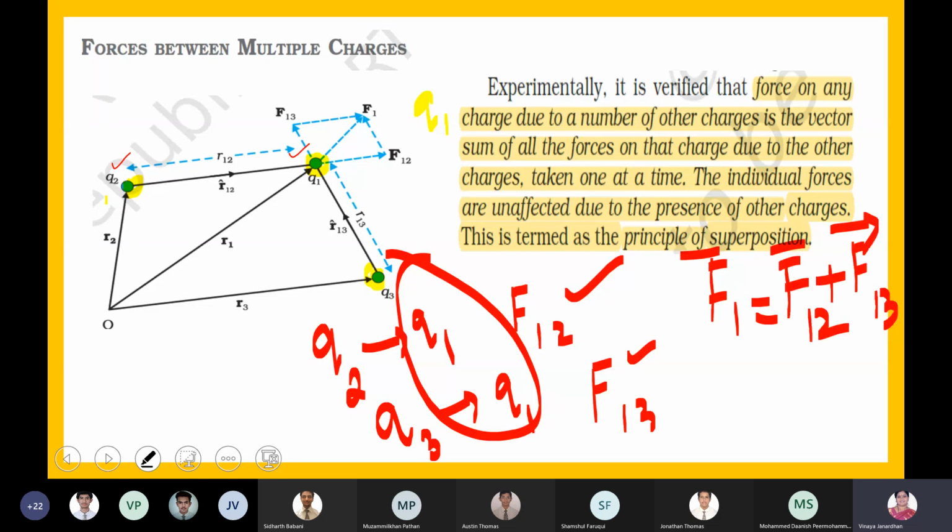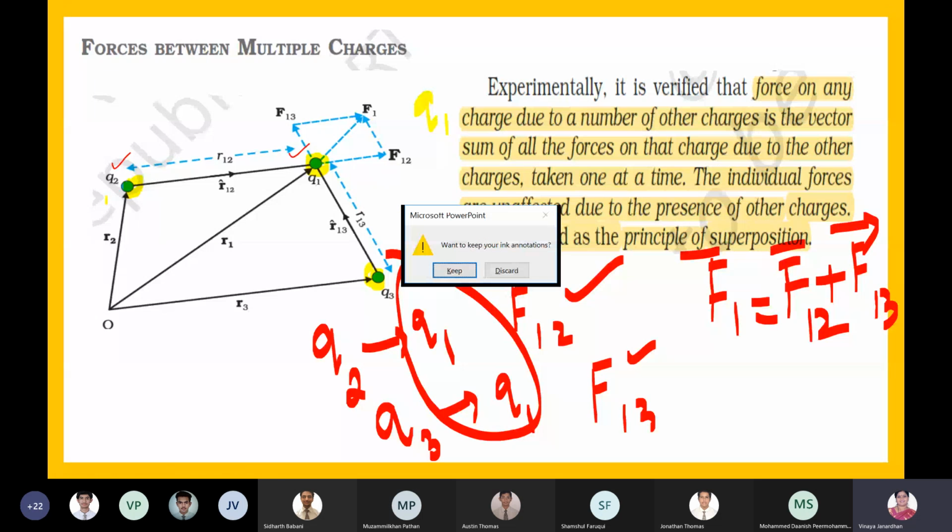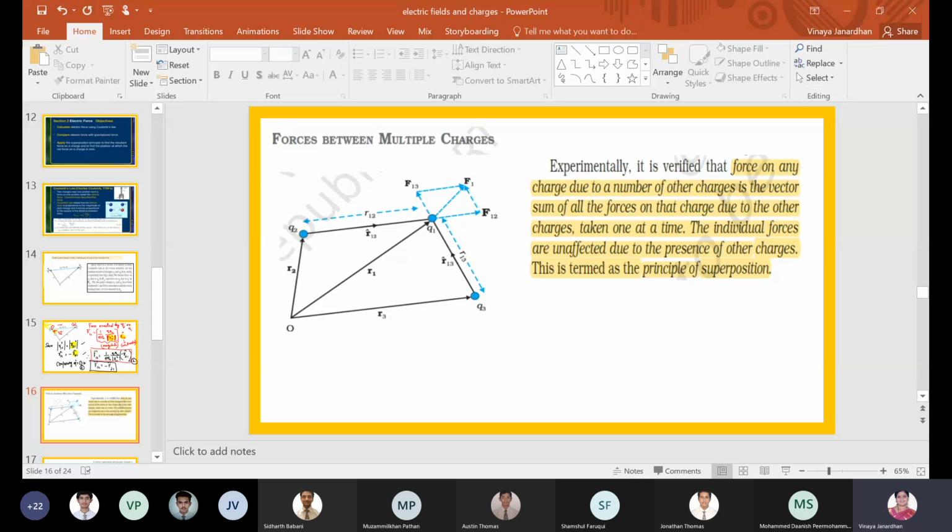Are you clear? Should I repeat, boys? No, ma'am. It's clear. Fine, boys. Okay, now you start writing the statement, boys.